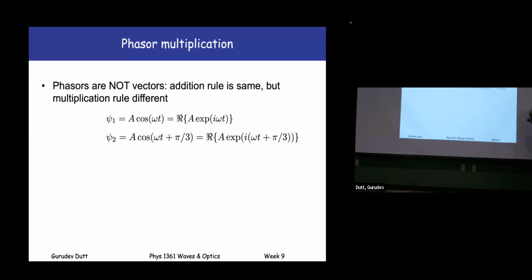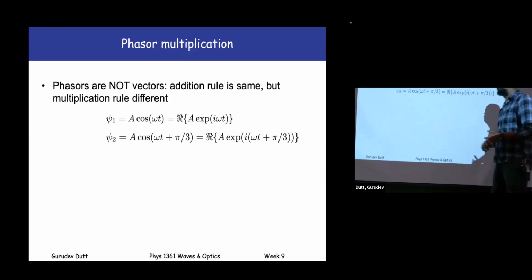The wave is always the real part of the complex number. Well, in that case, I can't multiply two phasors together to get the multiplication of two waves. So if I want to multiply two waves together, I can't do that by just multiplying the phasors, that is, the complex numbers together.